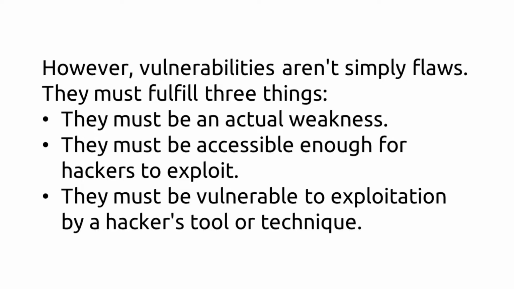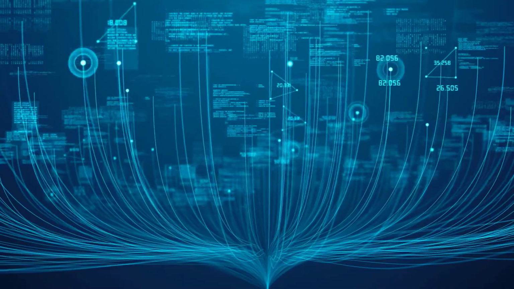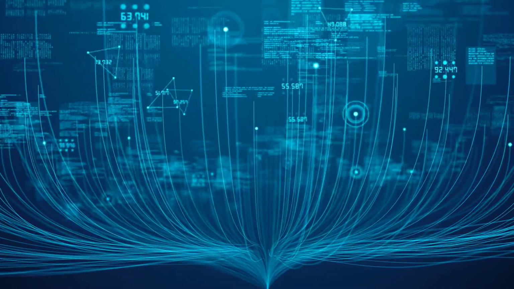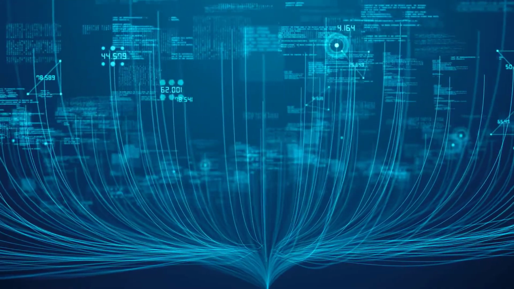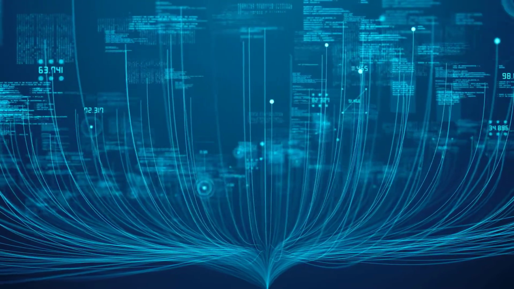However, vulnerabilities aren't simply flaws. They must fulfill three things. They must be an actual weakness. They must be accessible enough for hackers to exploit. They must be vulnerable to exploitation by a hacker's tool or technique. Because vulnerabilities can lead to disastrous events, you must identify and remove them.